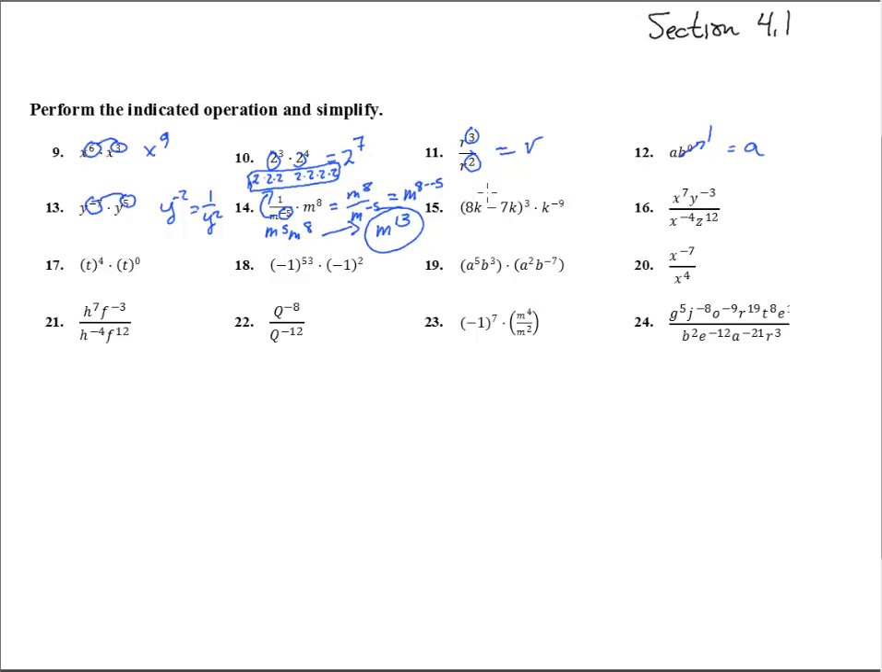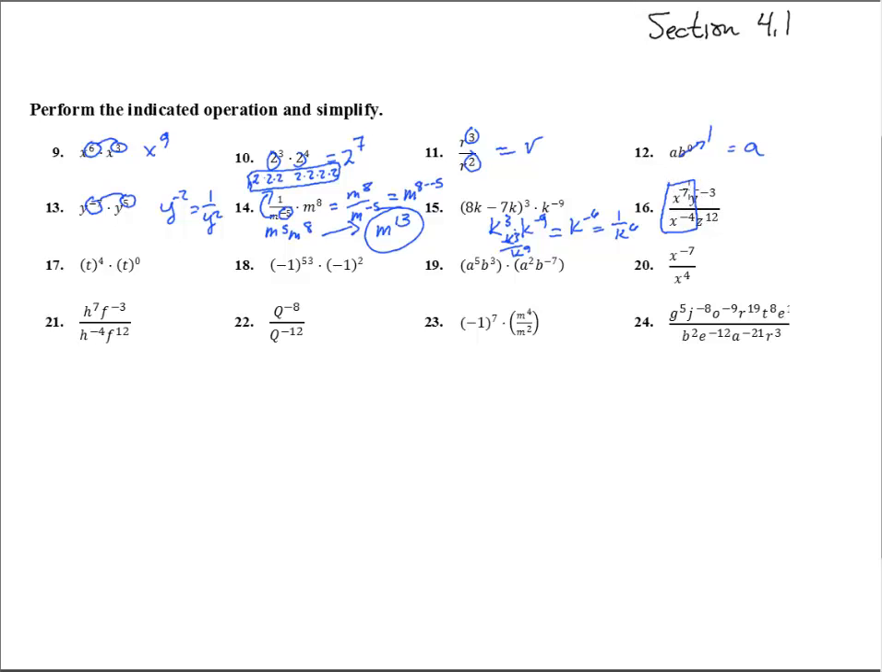Ooh, 15. This one looks a little bit tougher, but 8k minus 7k is just k. So we have k cubed times k to the negative 9th. This is multiplication, so we can just add the exponents, that's k to the negative 6, and simplify it: 1 over k to the 6th. Now the other option you could have done is written it as k cubed over k to the 9th, because that negative would make it go down to the bottom, and then in subtraction you would still get this same answer.